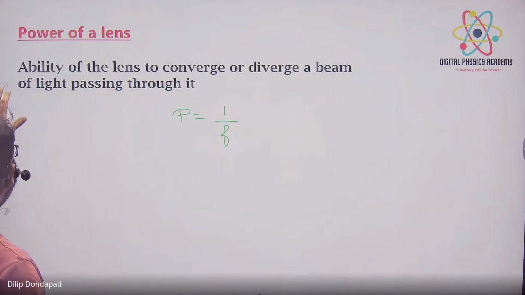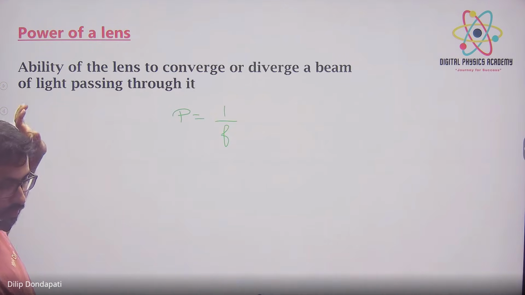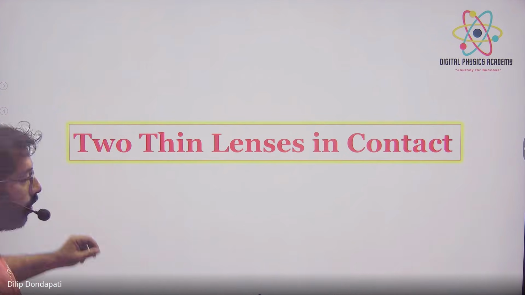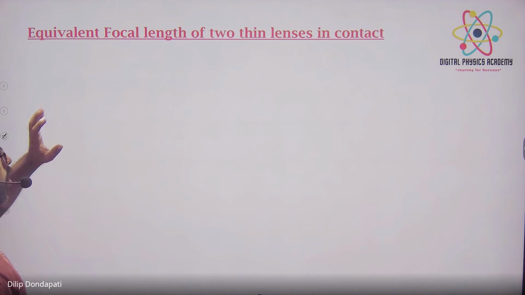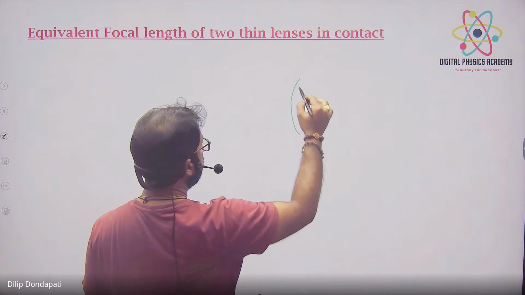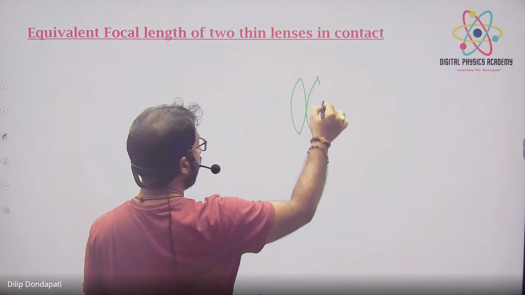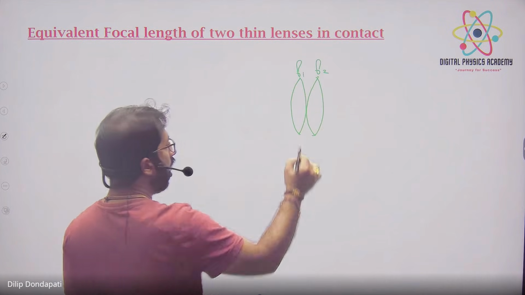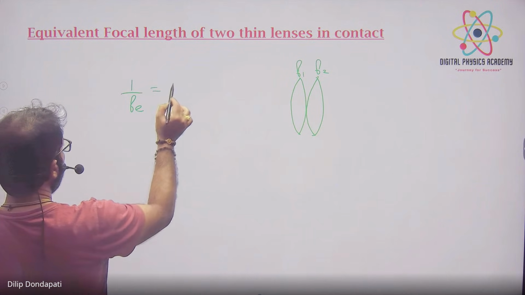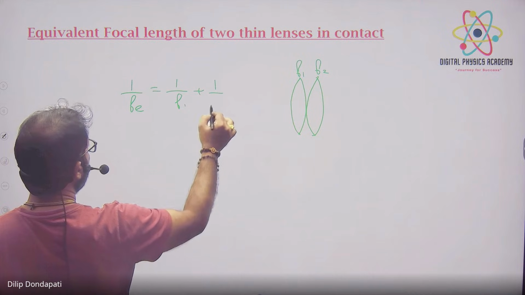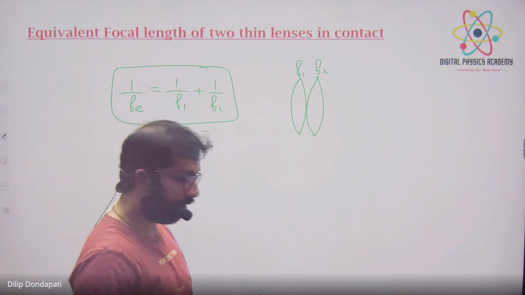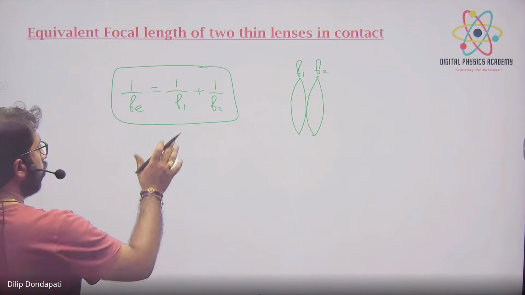Okay. Now in the same way, suppose you have two thin lenses in contact. Then how to find the equivalent focal length? What is the formula when two thin lenses are in contact? With focal lengths F1 and F2, the total equivalent focal length is given as 1 by F equivalent is equal to 1 by F1 plus 1 by F2. Focal length must be used with sign conventions. 1 by F1 plus 1 by F2 whenever two lenses are in thin contact.